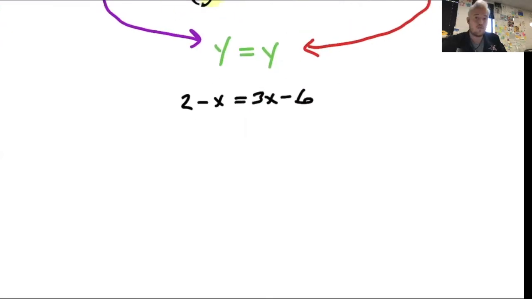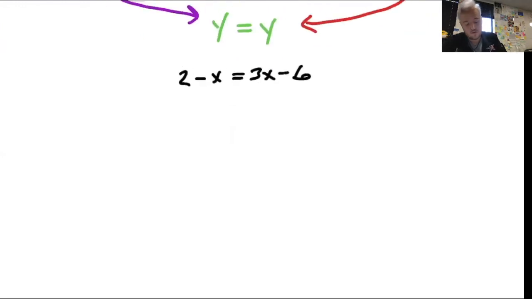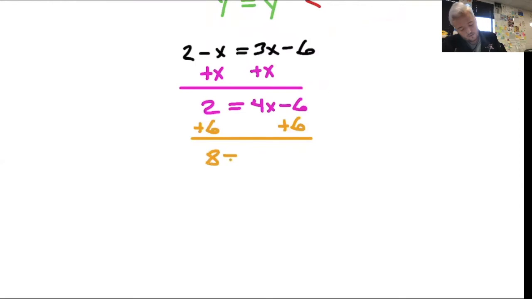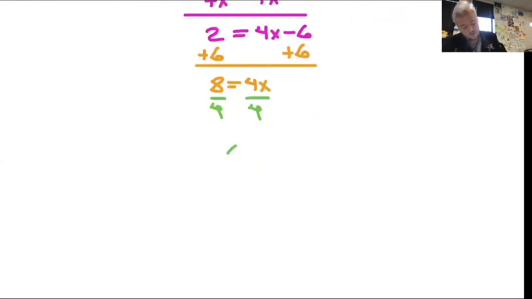So now we have an equation that we can solve. So I'm going to add x on both sides. So we're going to have 2 equals 4x minus 6. Now I'm going to add 6. So I'm going to have 8 equals 4x. Now divide by 4. So you're going to have x equals 2.